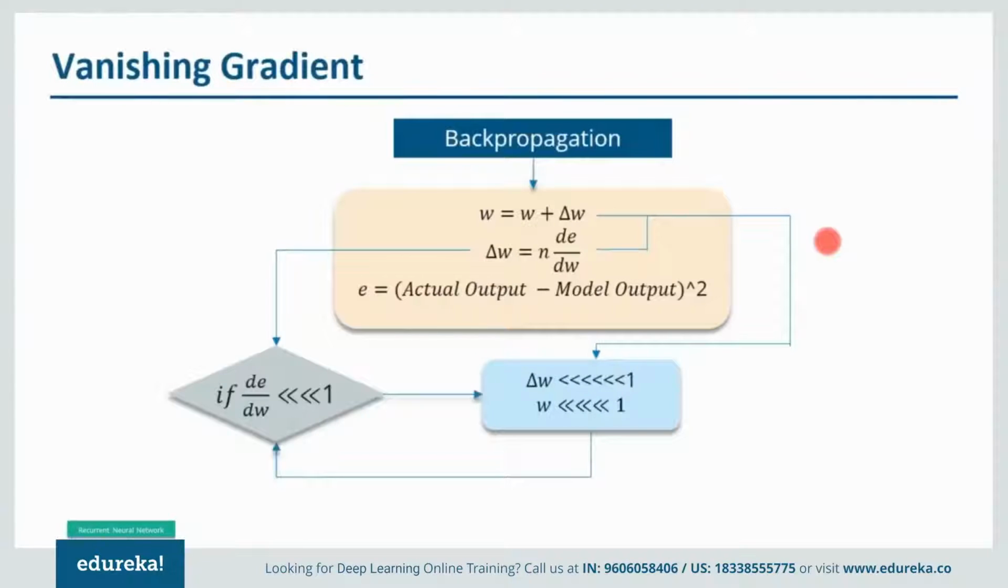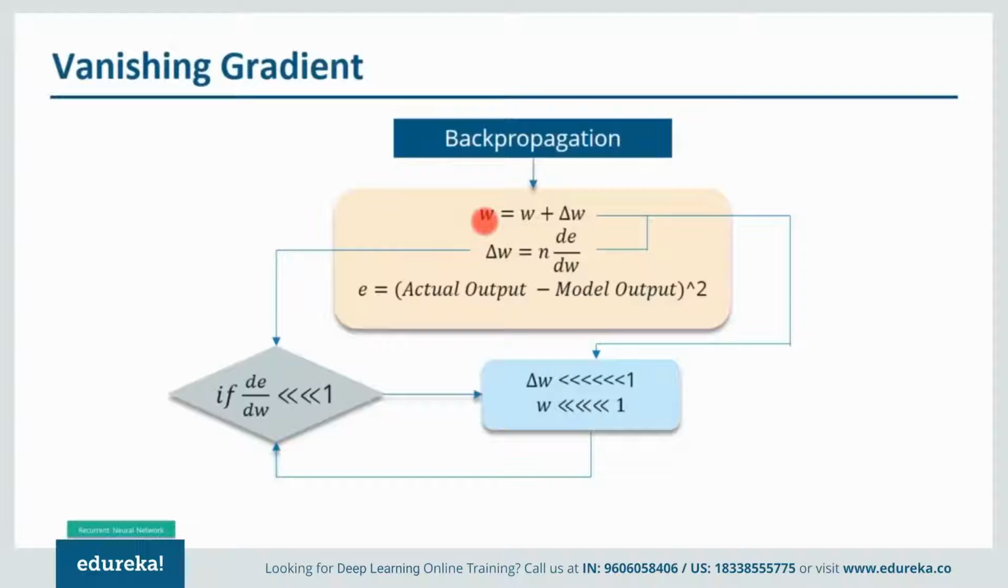So in vanishing gradient, what happens? When you use backpropagation, you tend to calculate the error, which is nothing but the actual output that you already know minus the model output, the output that you got through your model, and the square of that. So you figure out the error. With that error, you tend to find out the change in error with respect to change in weight, or any variable. We'll call it weight here. So the change of error with respect to weight multiplied by the learning rate will give you the change in weight. Then you add that change in weight to the old weight to get the new weight.